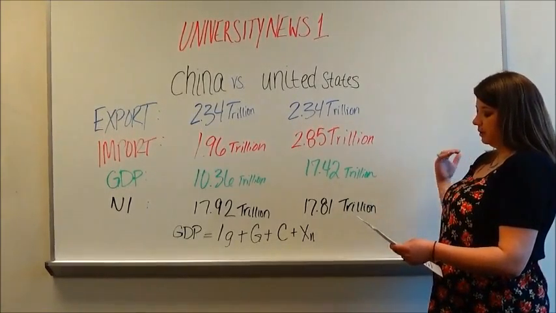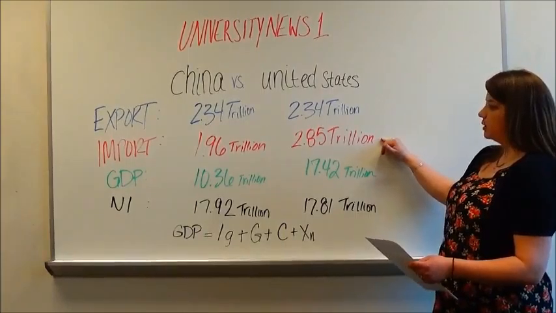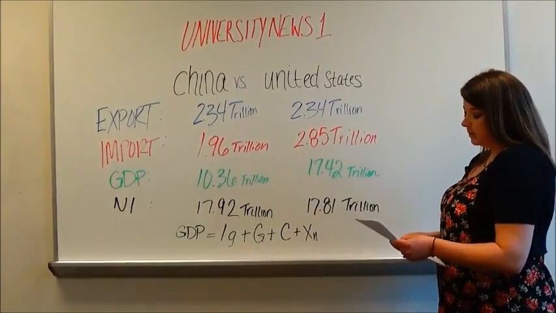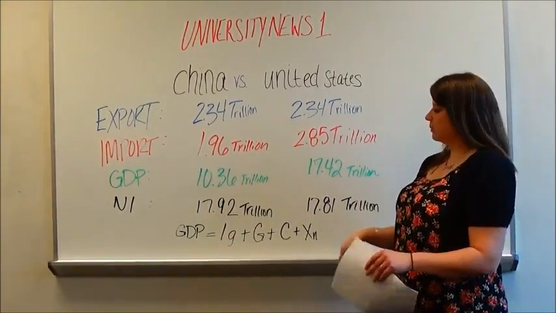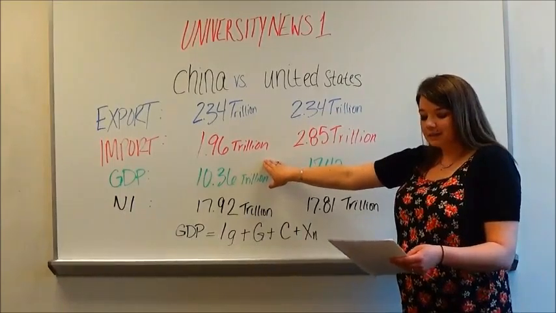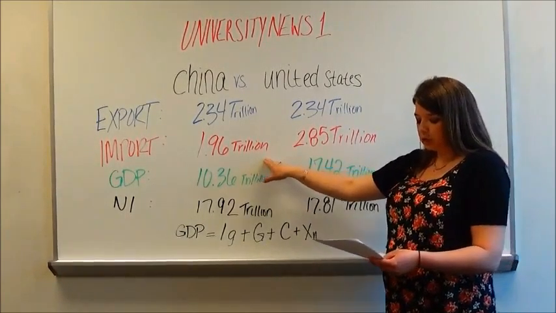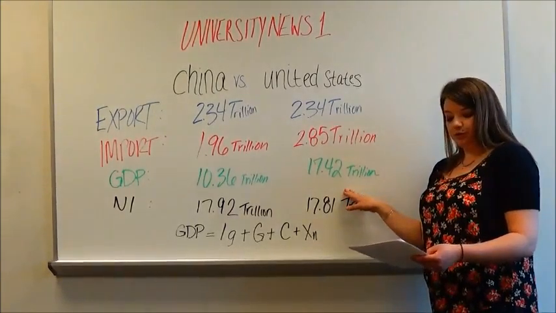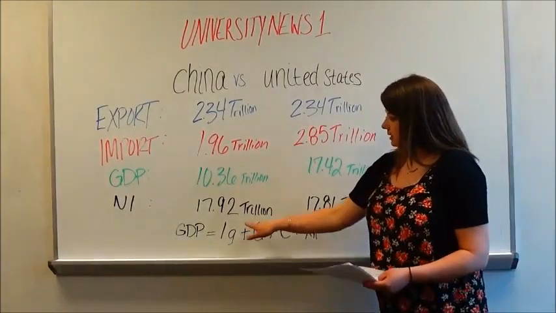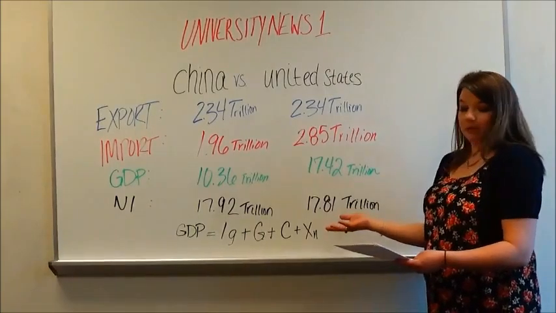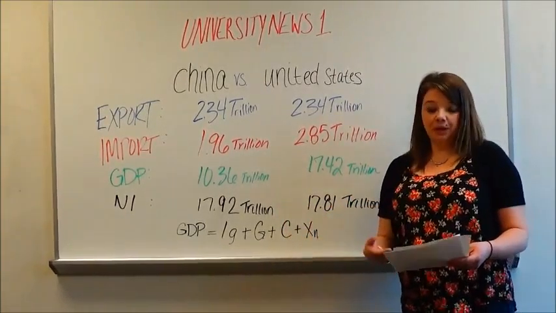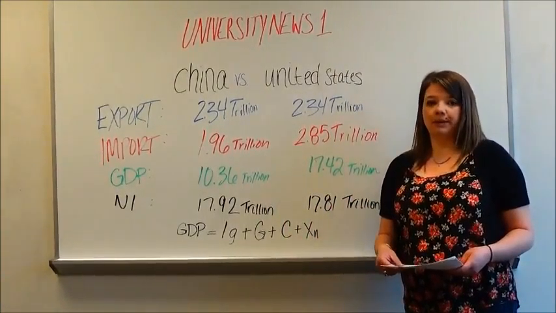Our exports are at 2.34 trillion, and then our imports are at 2.85 trillion, which creates a negative net export for us. This affects our GDP and it lowers it. China's exports are the same, and their imports are actually at 1.96 trillion, helping their GDP since their net exports are positive. The US GDP is still higher at 17.42 trillion compared to 10.36 trillion for China. National income also, as you can see, is relatively close. So China is just above the US at 17.92 trillion. GDP is helpful because it helps raise wages and it decreases unemployment.